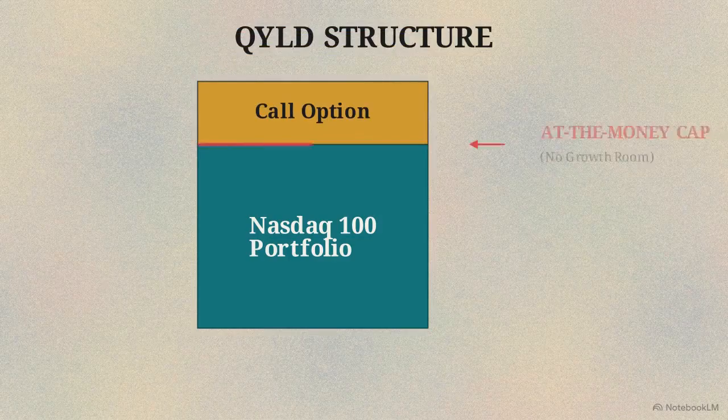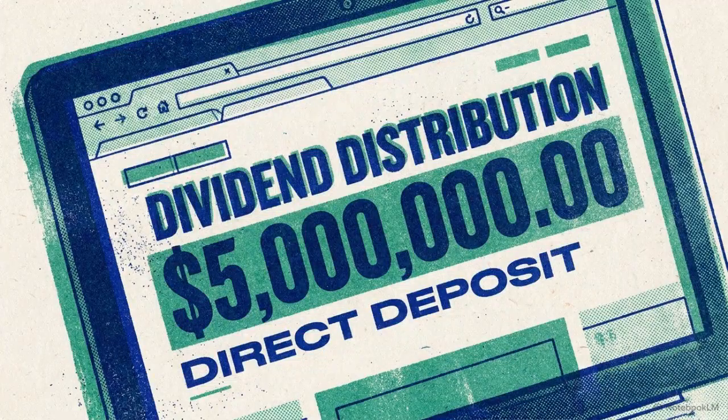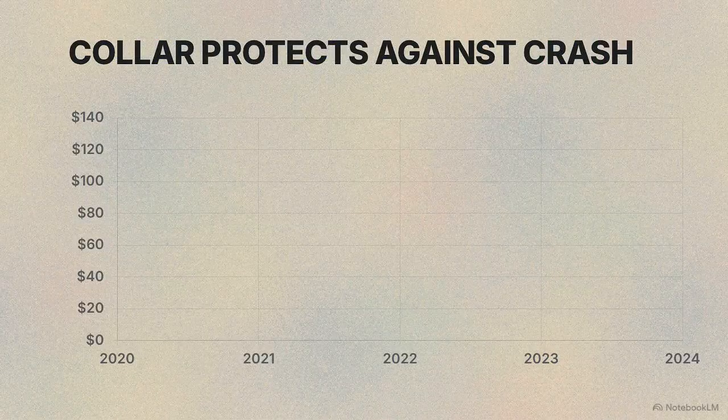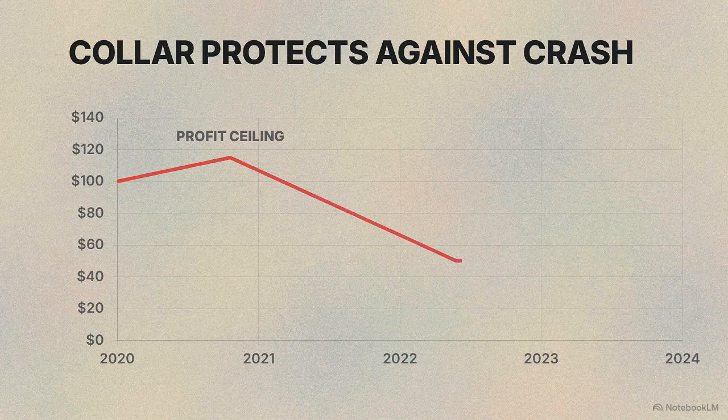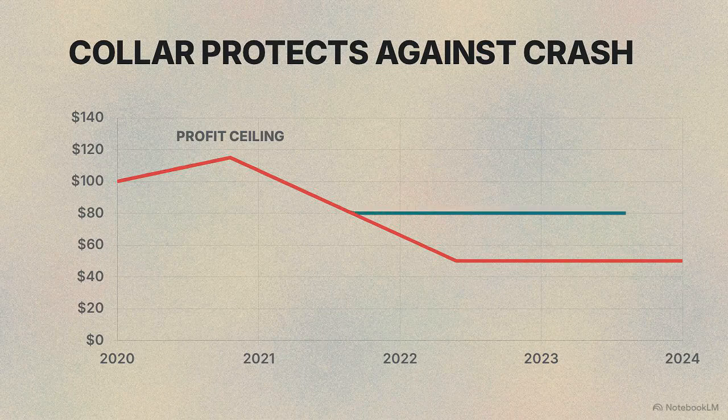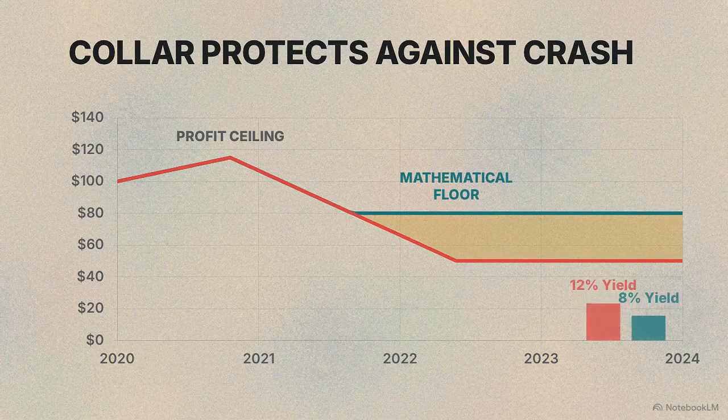Contrast that with QQQI's protective put color. Upside is still capped, but you gain a flat horizontal floor on the downside. To build that floor, the fund uses a portion of premium to purchase put options, guaranteeing a mathematical limit on losses. Buying those puts costs money, eating into the net distribution, dropping QQQI's yield several points below QYLD's. Naked call strategies maximize income at the expense of your principal. Protective collars ensure you survive a crash, but you pay for that safety with a smaller yield.